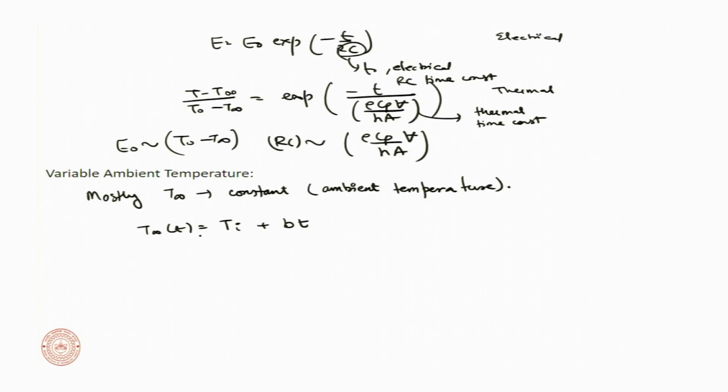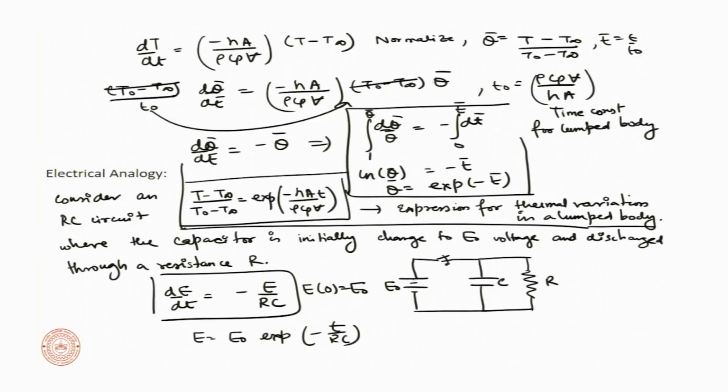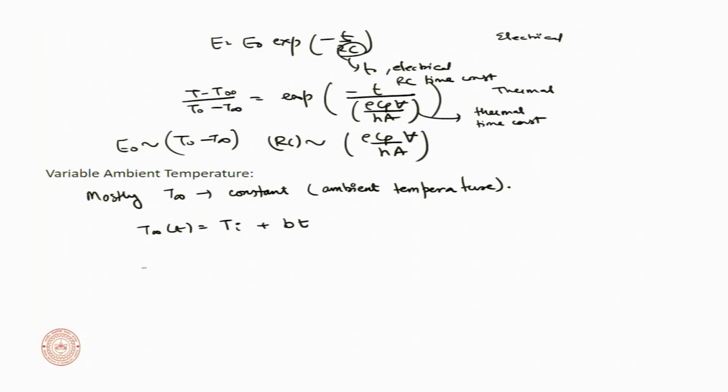Okay. So if you want to solve this, we again look at our lumped body formulation, that rho CpV dT by dt is minus hA (T minus T infinity). We take everything to the right and we write this in terms of some alpha star, some constant. So we have our expression as d by dt of (T minus Ti).